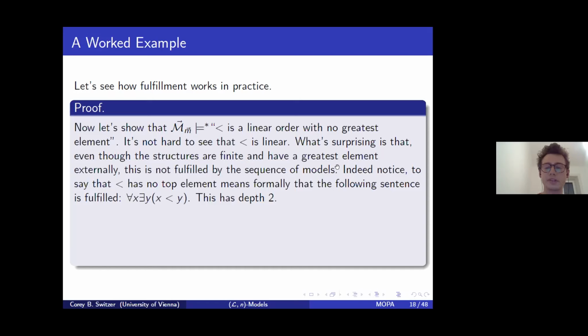So to see this, what does it mean to say it has no greatest element? It means that for every x, there's a y which is greater than x. That has depth 2.